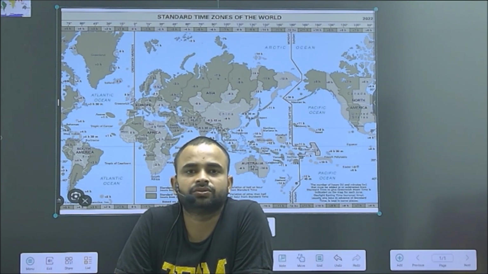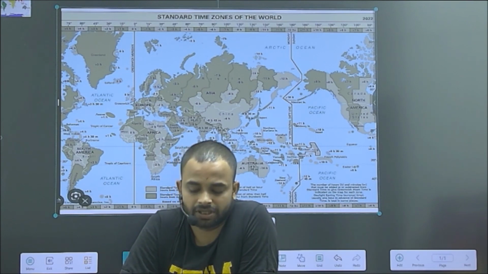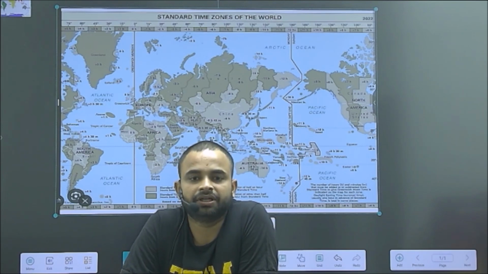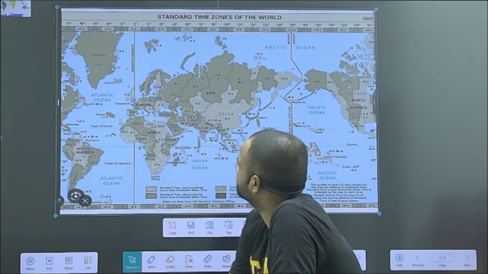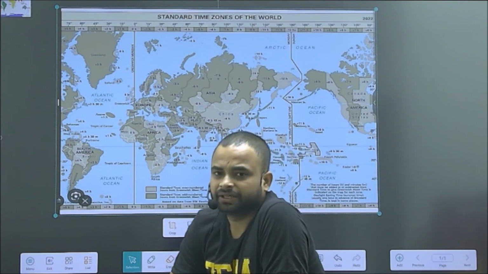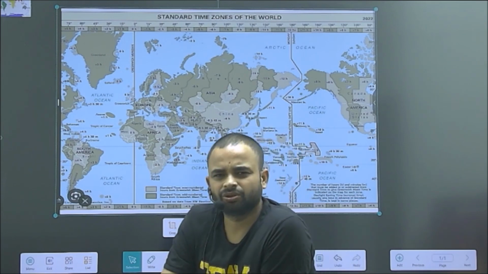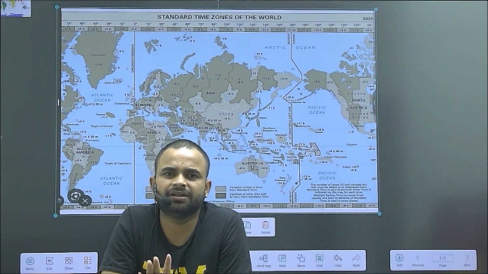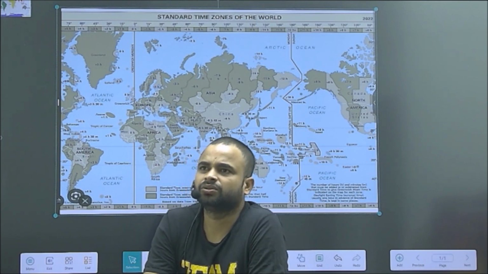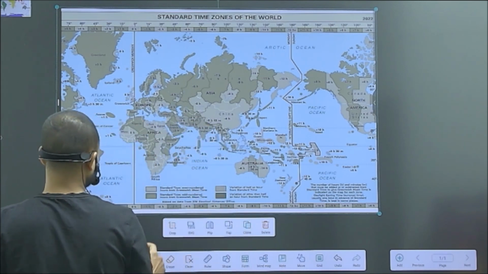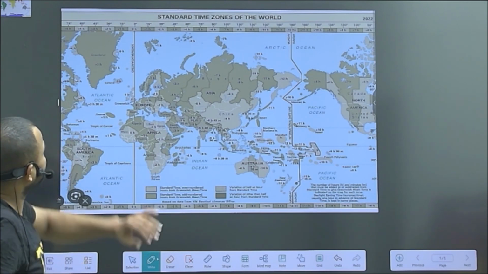So we have understood about longitude and latitude, and now we will enter into international dateline and prime meridian. Prime meridian is also called the Greenwich meridian, also called European and so on, but literally it is known as prime meridian. If you see prime meridian, it is very straight, and it is from 0 degree.